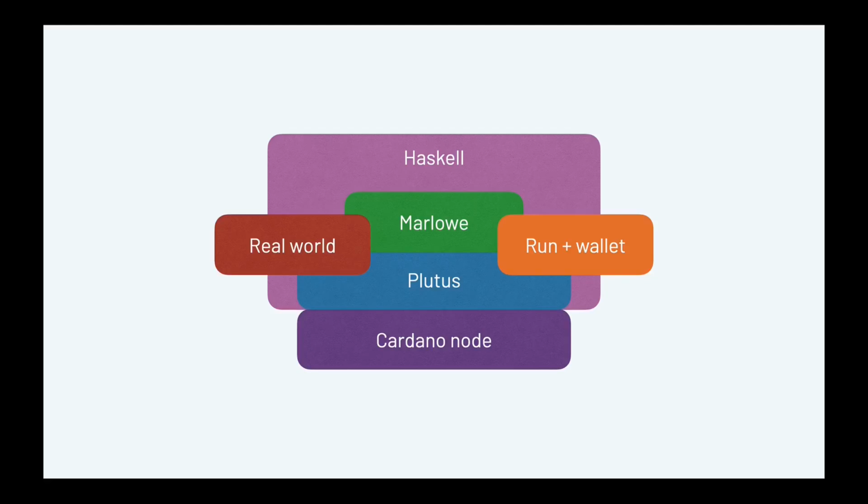So Marlowe sits on top of Plutus, but it's also linked, through Marlowe Run and attachment to a wallet. You'll be able to interact, as an end user, with a running Marlowe contract, and it also gets linked to oracles and so on sitting out there in the real world.